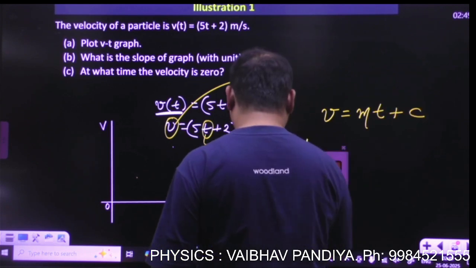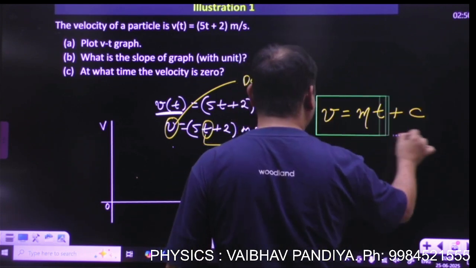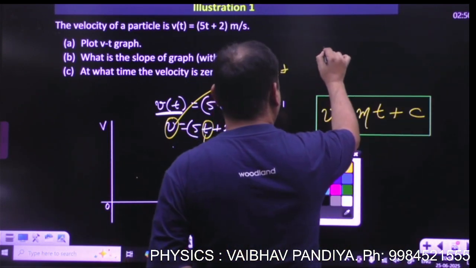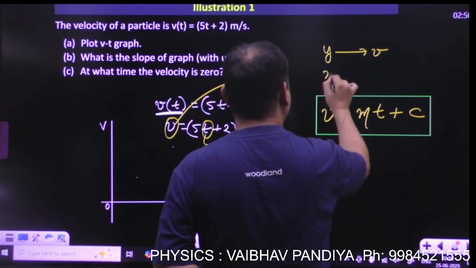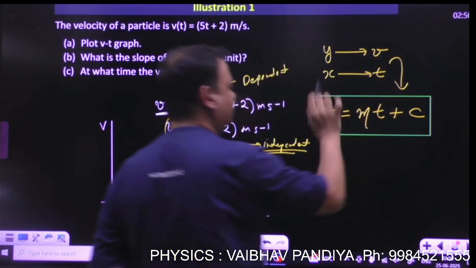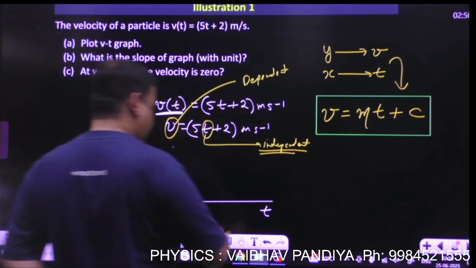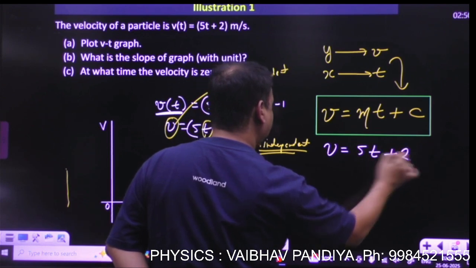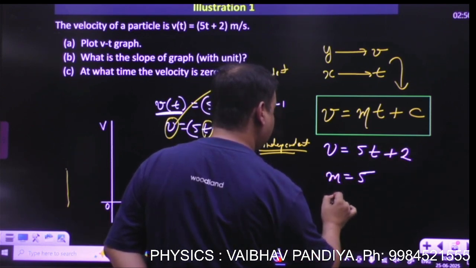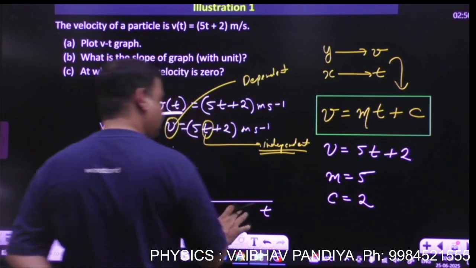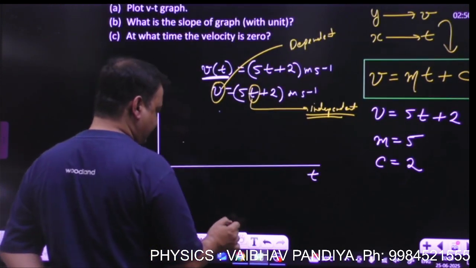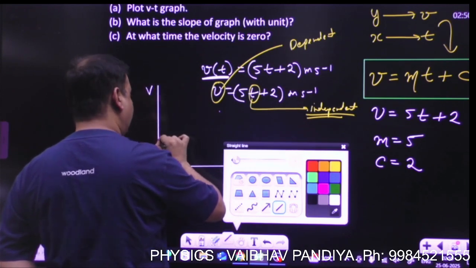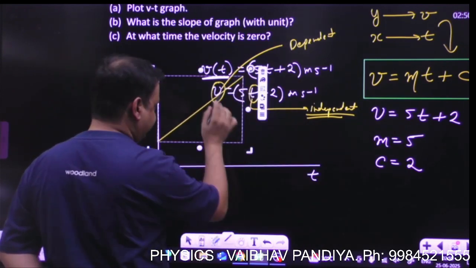So I can write the prototype equation. There I have written y is equal to mx plus c. In this case, in place of y we have what? V. In place of x we have t. So I have the equation v is equal to mt plus c. And if I compare the given equation with this, my slope is coming to be 5, my intercept is coming to be 2. So I will have a graph which will have a positive intercept, that is, it is passing above the origin, and positive slope. So your graph will be like this.